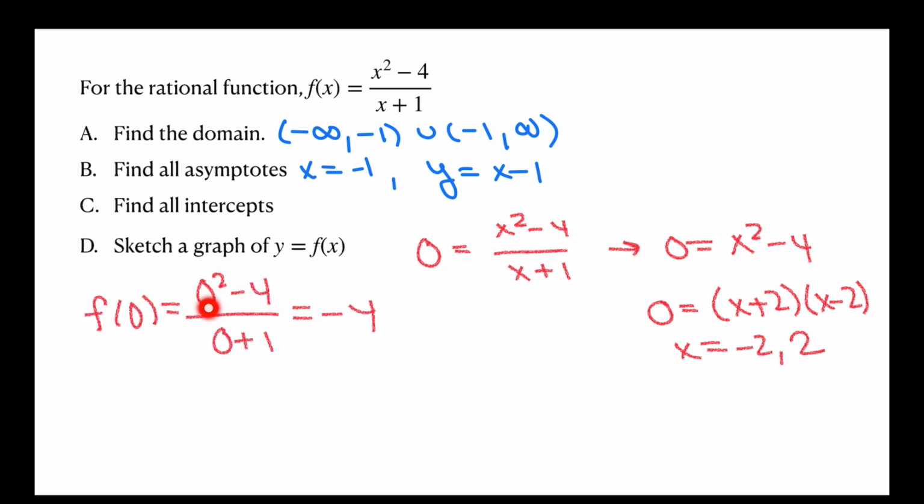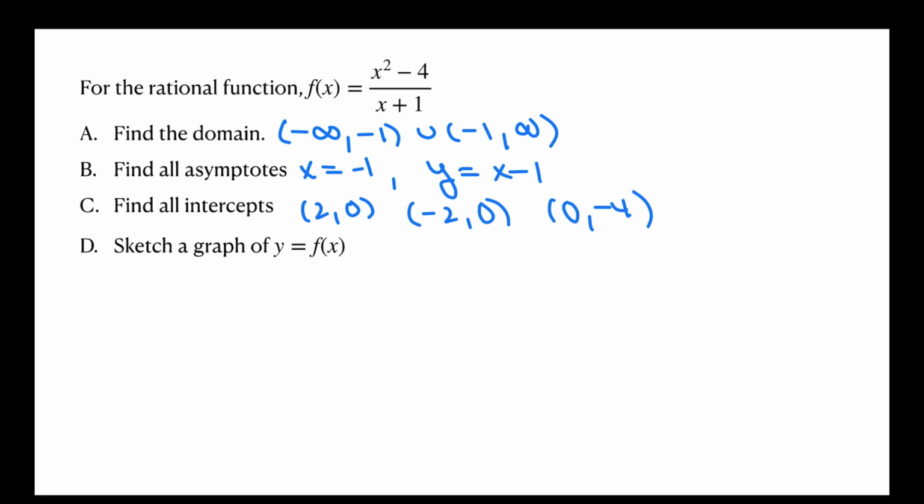Y-intercepts, I'm going to plug in 0 for x. When I plugged in 0 for x, I got negative 4 over 1, or negative 4. So I have a y-intercept at the point (0, negative 4). So there are my intercepts: (2, 0), (negative 2, 0), (0, negative 4).